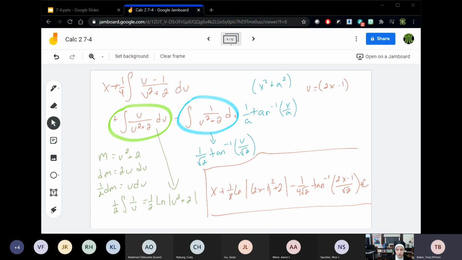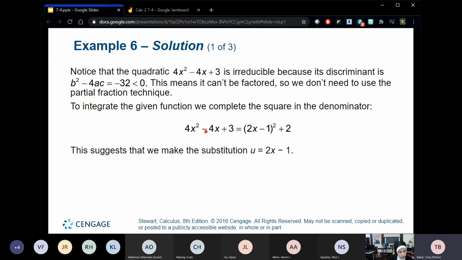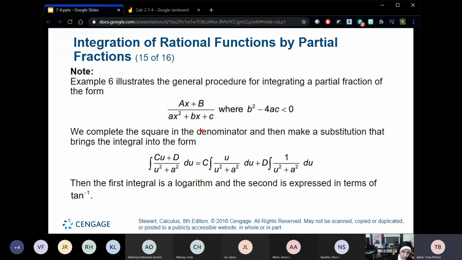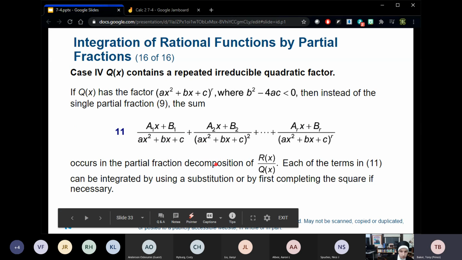All right. We've got one more case to go. So we've looked at cases for all linear terms. We've looked at cases where linear terms repeat each other. That was case 2. Case 3 was where we had irreducible quadratics. And case 4 is where we have irreducible quadratics and that repeat.